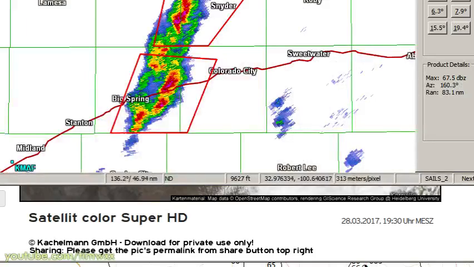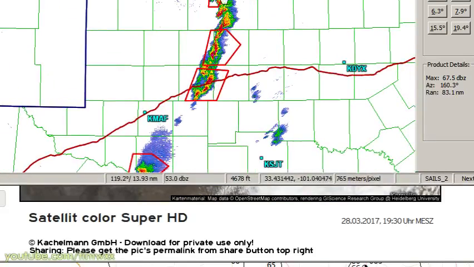Okay, let me head back to the radar data, and then you can already see it's filling in here. Very weak capping and numerous cells there. Okay, let's see here.